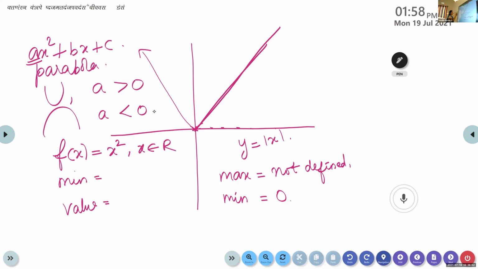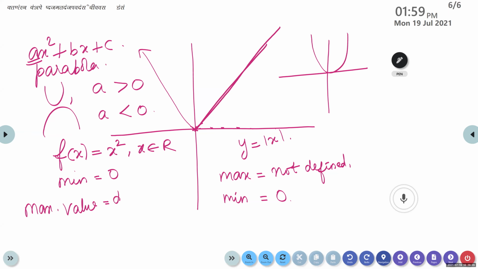Okay, so now imagine this graph, f of x is x square. What is the maximum and what is the minimum value? So you'll be getting a parabola like this. Instead of V, here you have U. What is the maximum? What is the minimum? Aryan, minimum value and maximum value. Yes, minimum value is 0 and maximum value is not defined. Okay, is it clear, children?